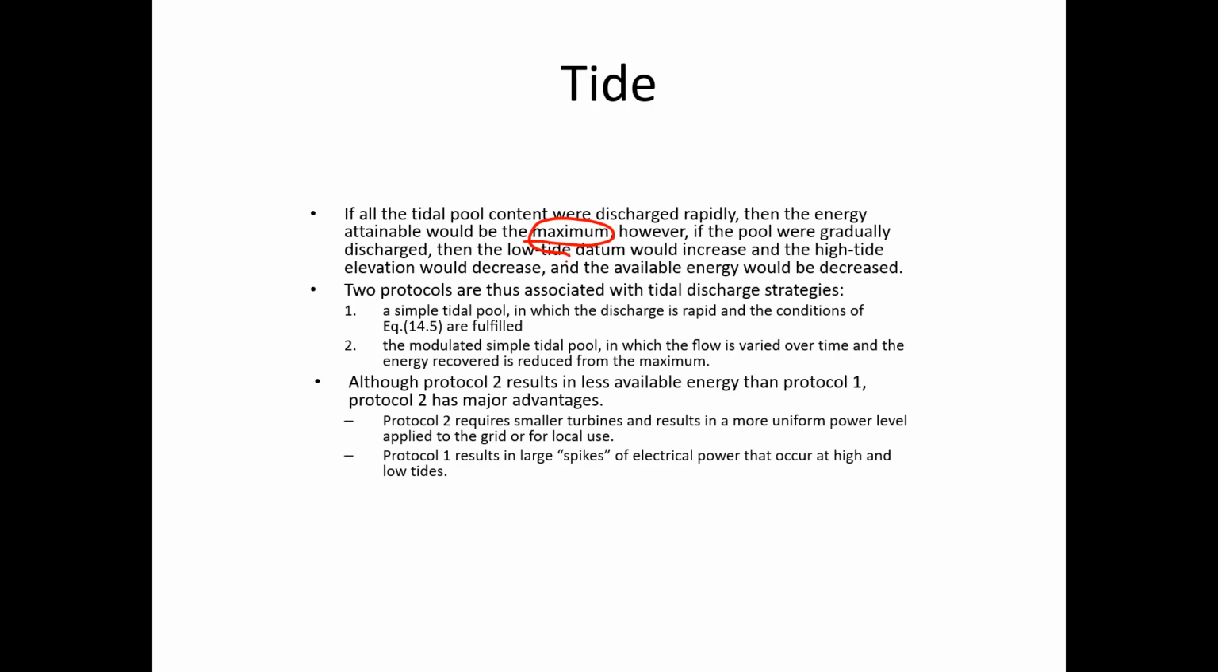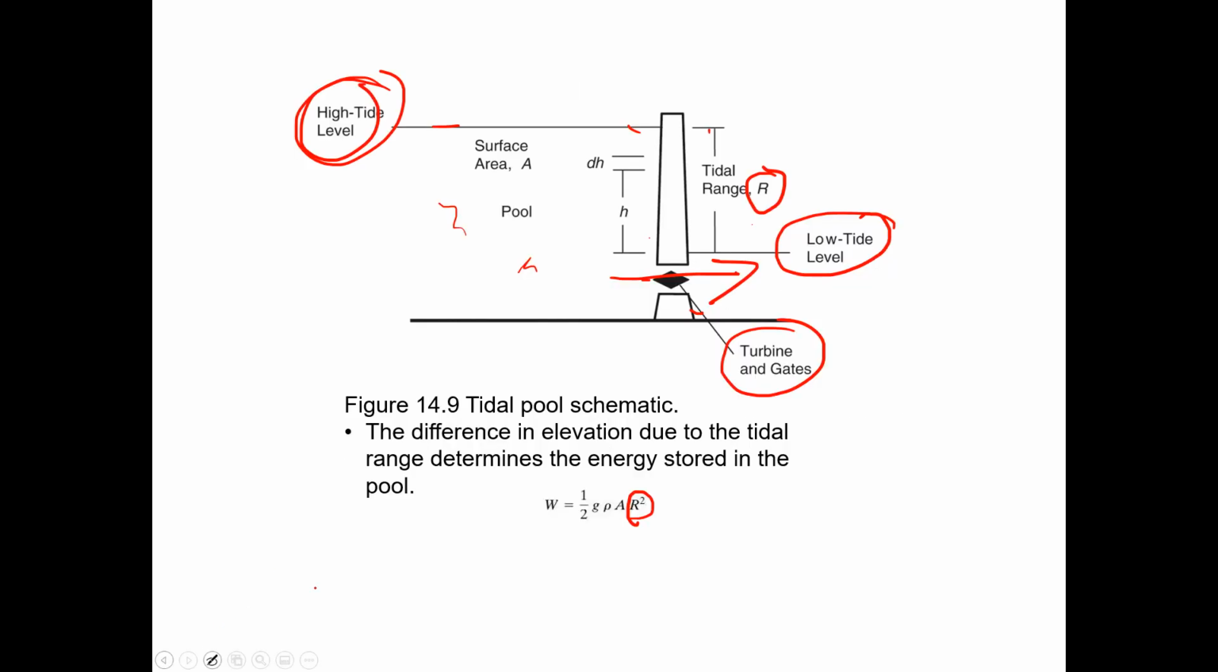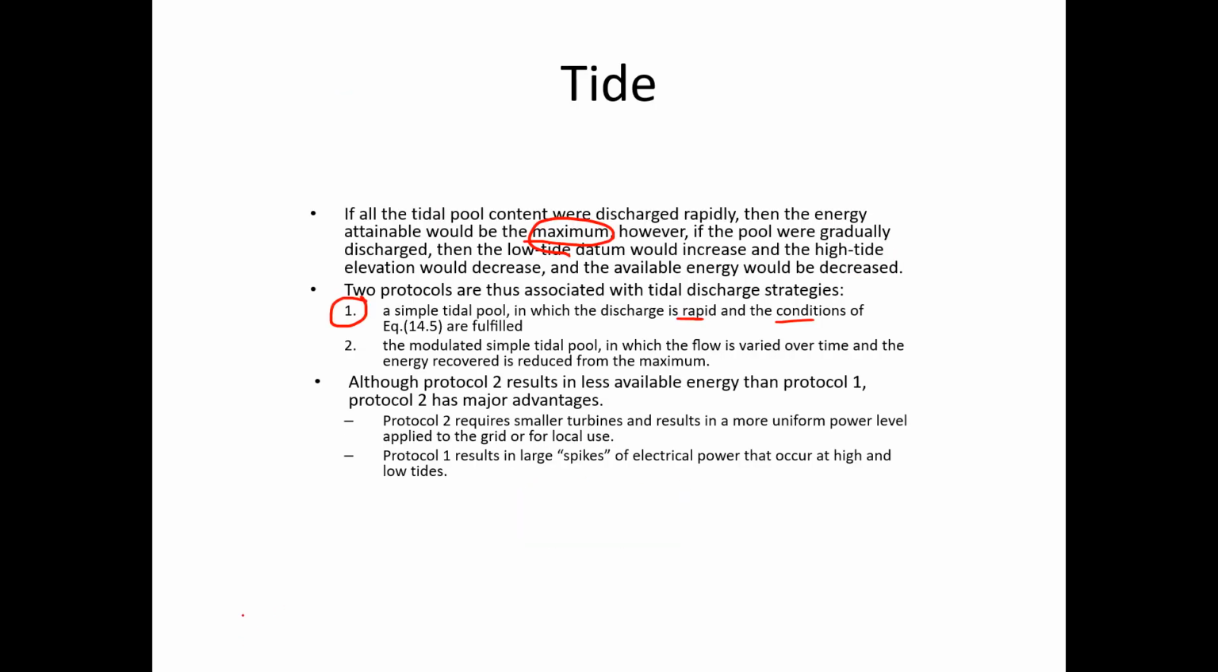Basically what I'm getting at is that there are two protocols associated with tidal discharge strategies. One is a simple tidal pool, in which the discharge is rapid and the conditions of this equation are fulfilled. The second is a modulated simple tidal pool, in which the flow is varied over time and the energy recovered is less than the maximum, but you get more sustained energy.